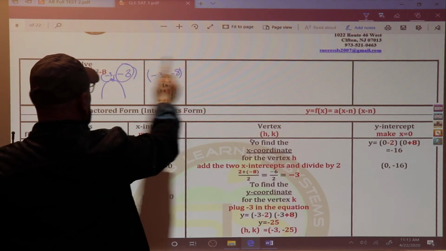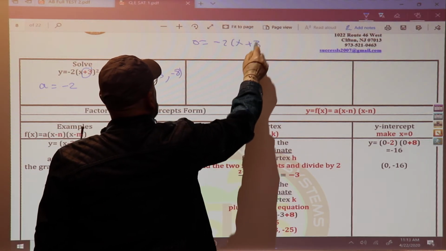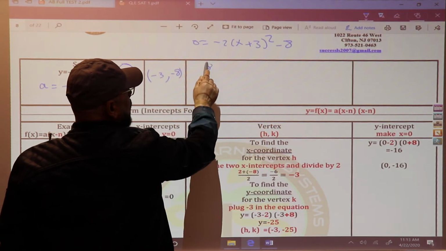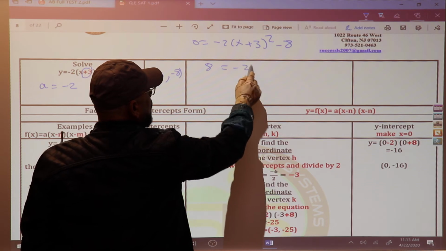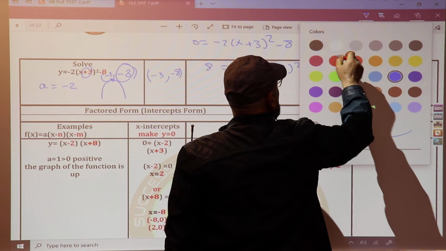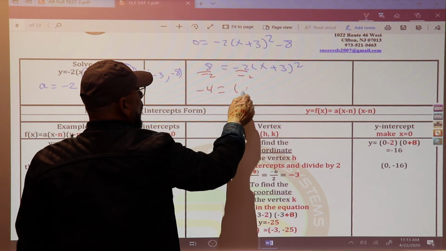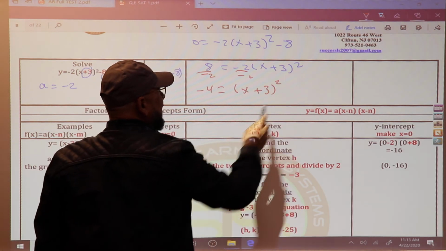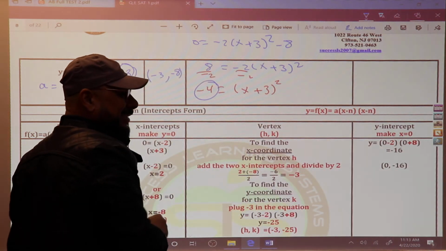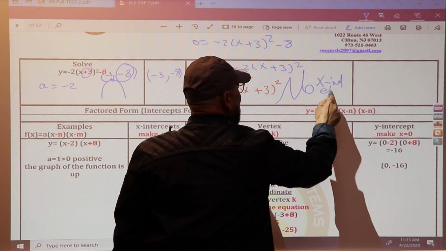Now, what we're going to do is 0 equals negative 2(x plus 3) squared minus 8. You move the 8 to this side, and it becomes positive 8, equals negative 2(x plus 3) squared. Then you divide by negative 2: negative 4 equals (x plus 3) squared. What does this mean? A square of the whole thing cannot be negative, so there's no solution. It means no x-intercept.